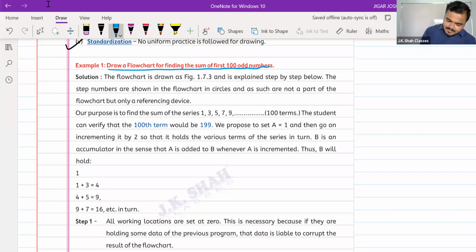Now, very important in the question, they have clearly mentioned that they want 100 odd numbers, and that too from the first. Which one is the first odd number whenever we start with the numbers? Sir, it's one only. One is an odd number. Yes or no? Yes, sir. So we need to start with one, and then do this calculation till we reach the 100th odd number.